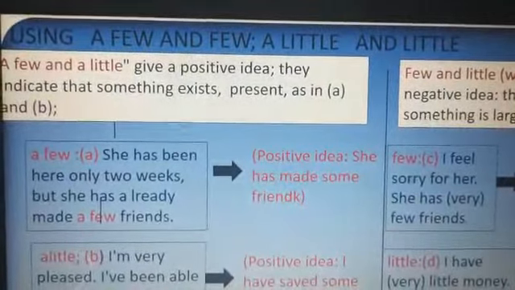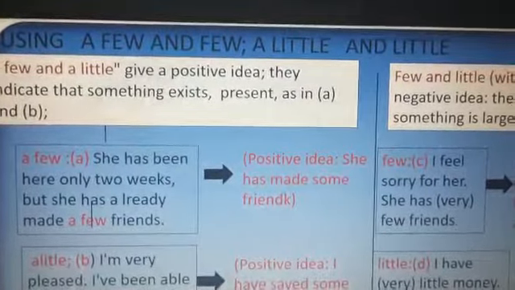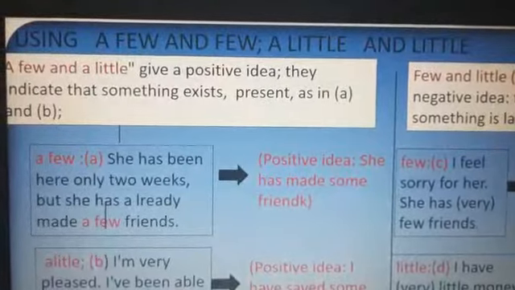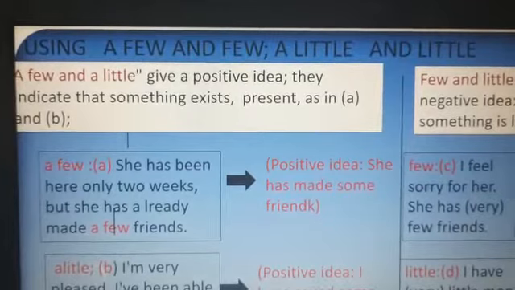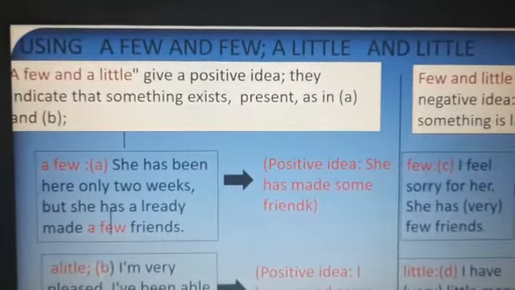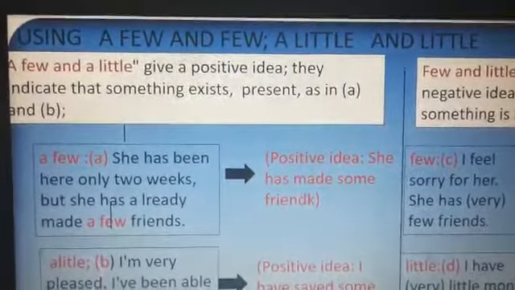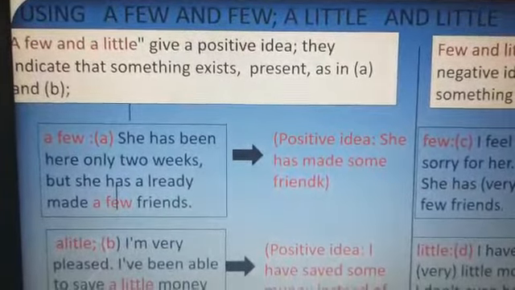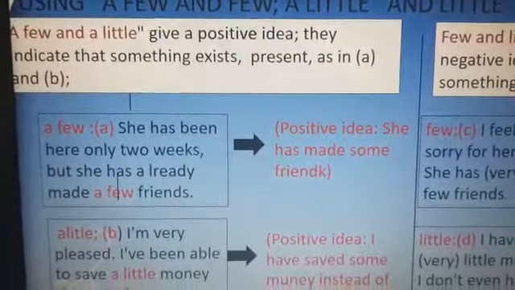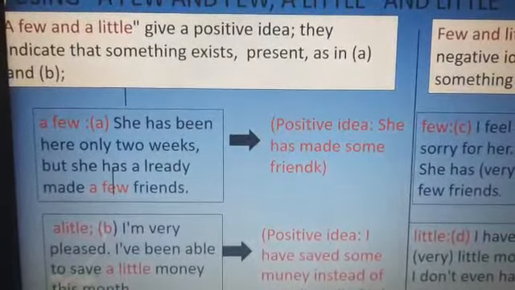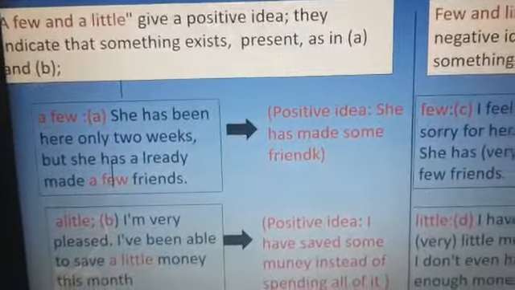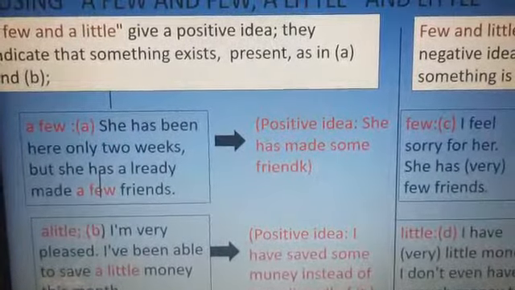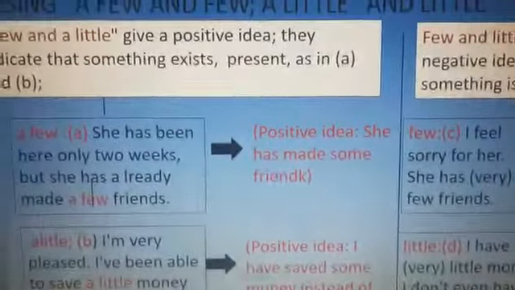Now I will explain the use of a few and few, a little and little. A few and a little give a positive idea. They indicate that something exists, is present, as in A and B. In A, I use a few. She has been here only two weeks, but she has already made a few friends. It's a positive idea. She has made some friends because I use a before few.